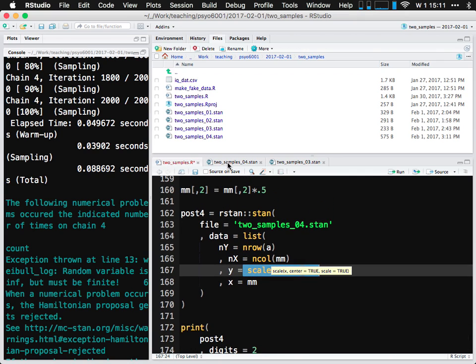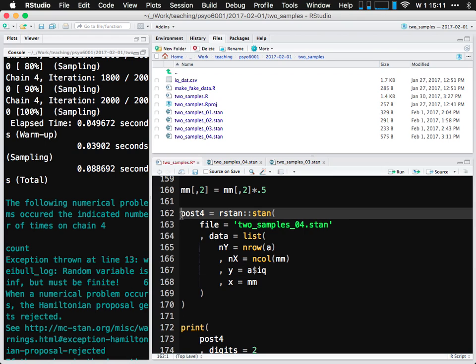So having made that change to 2 samples 04, we now no longer need to actually scale the IQ as it goes in to Stan. Stan's automatically going to scale it.